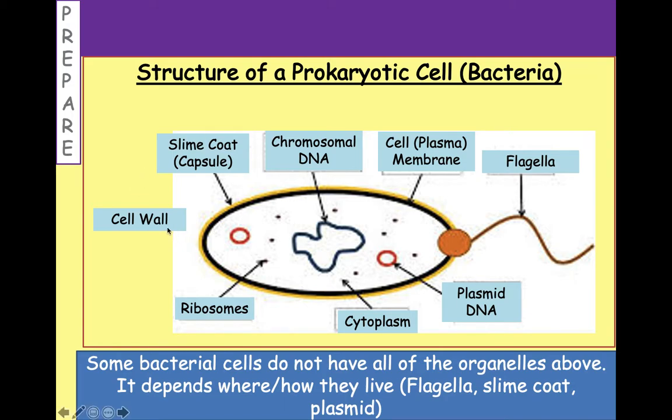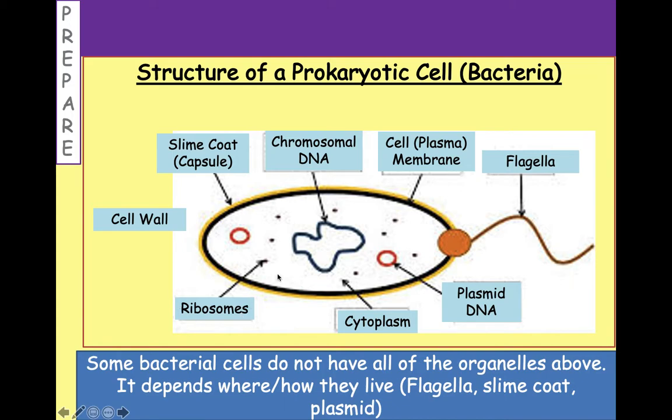Right, the cell wall. This should be pointing to this black line here on the inside of the slime coat. The cell wall is made of something different than the cell wall we see in plant cells. Plant cells have a cell wall, and its job is to protect the cell. And that's the same for bacteria too, for prokaryotic cells. But in plants, the cell wall is made of cellulose. In bacteria or prokaryotic cells, the cell wall is not made of cellulose. It's made of a chemical called peptidoglycan, but you do not need to write that down. Just say the job of the cell wall is to protect the cell.